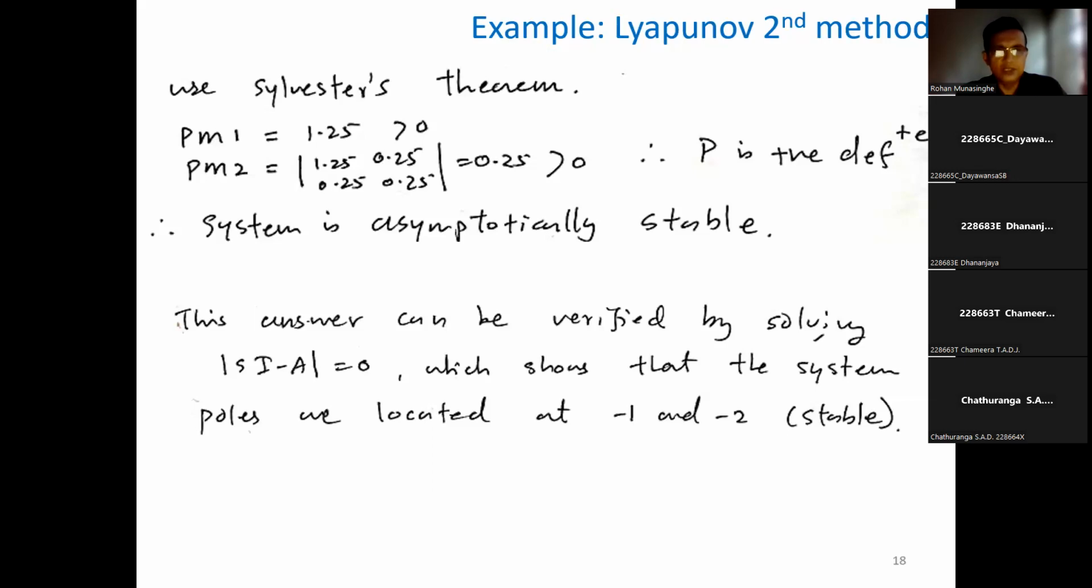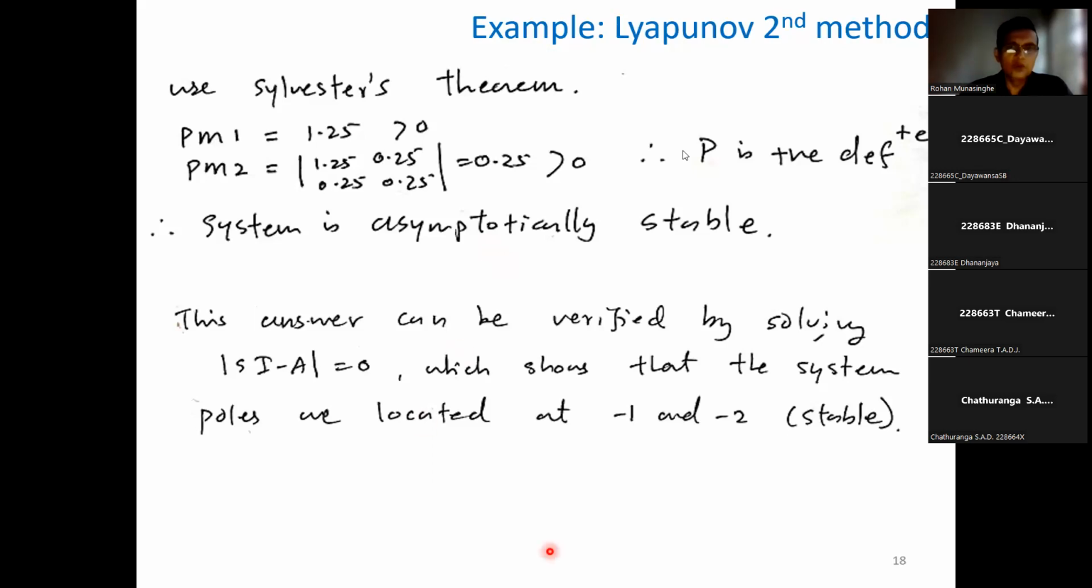So our conclusion is the system is asymptotically stable, which means the system has only one equilibrium point, and even if you deflect within the workspace, the state space, it will eventually find its way back to the equilibrium state.